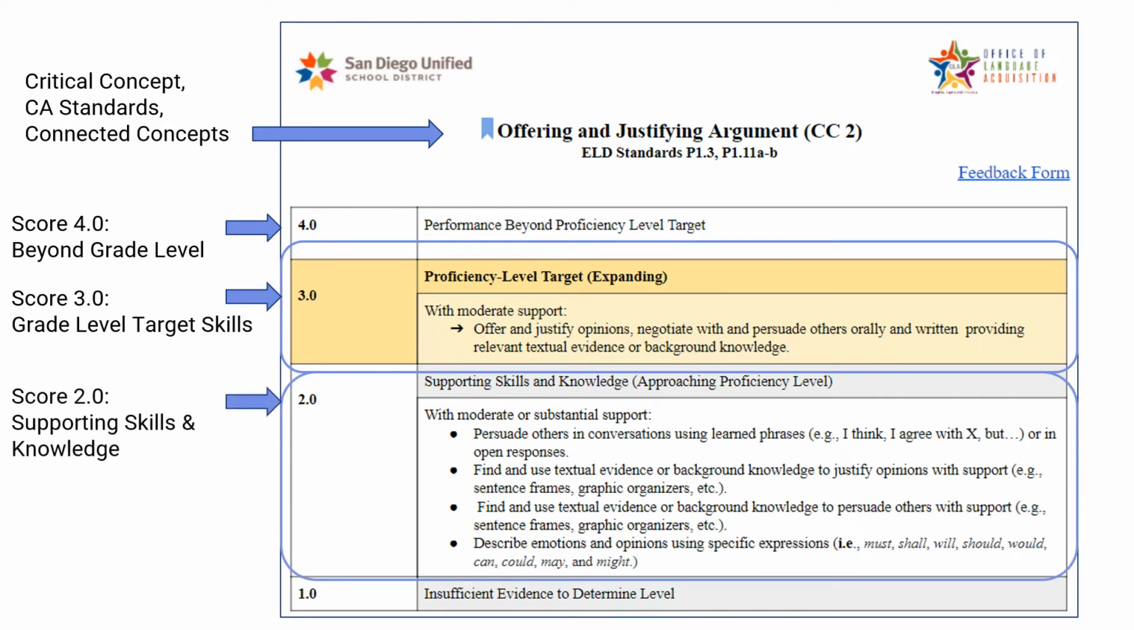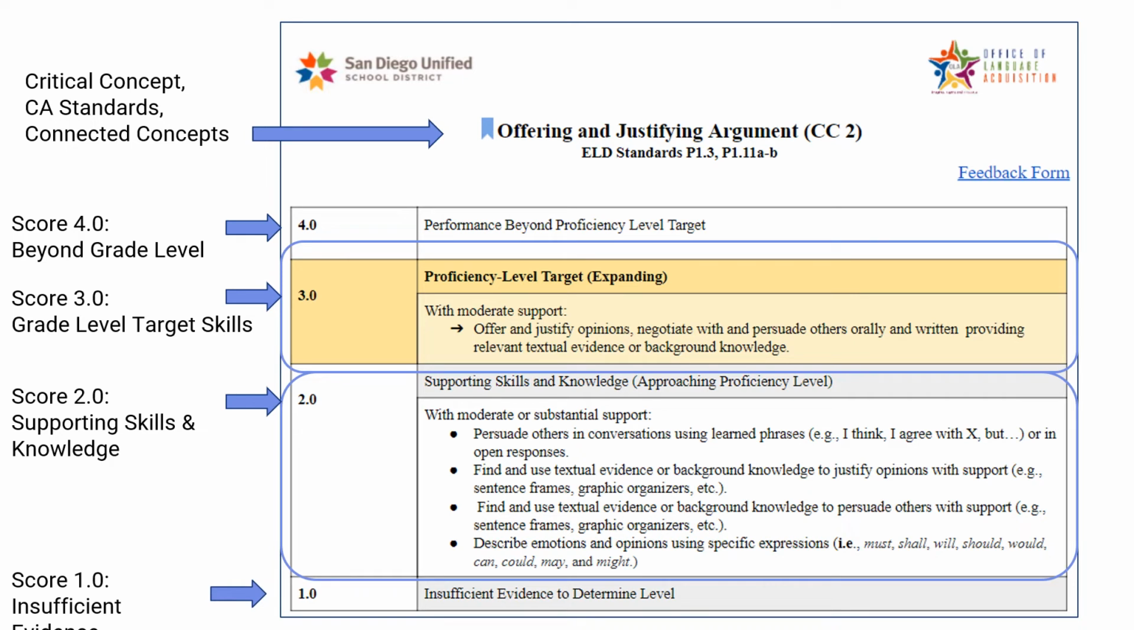The large area in the bottom half of the proficiency scale shows a selection of the supporting skills and knowledge that students may need in order to meet the proficiency level learning targets. Students will score in this area as they are progressing in their learning.